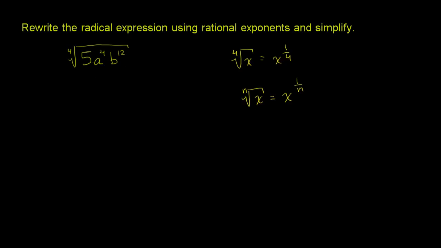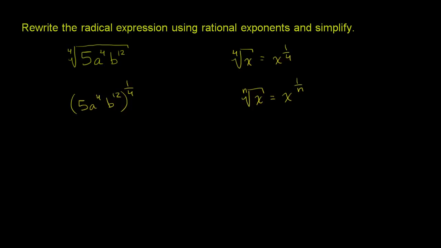So we can just apply that over here. The fourth root of all of this is equal to 5a to the fourth b to the 12th power, all of that to the 1/4 power. And then we also know if we take the product of things and then raise them to some exponent, that's the same thing as raising each of the things that we're taking the product of to that exponent first, and then multiplying.